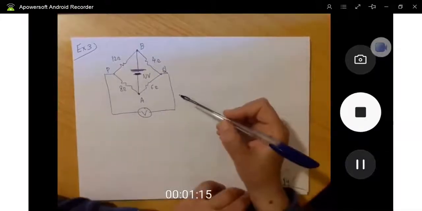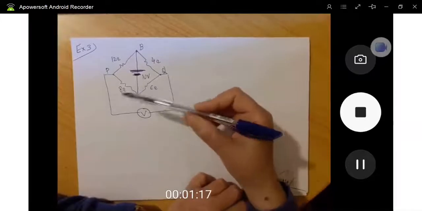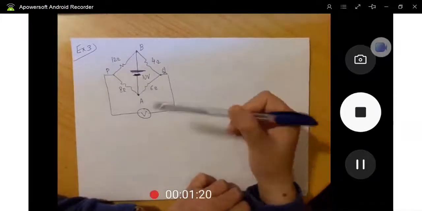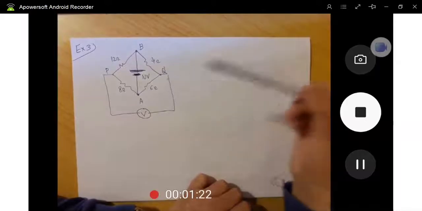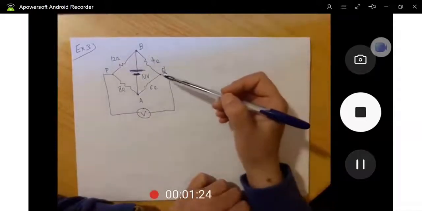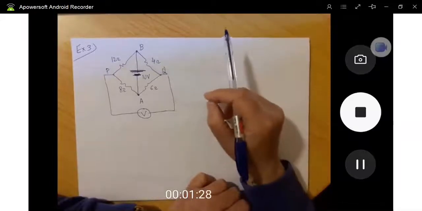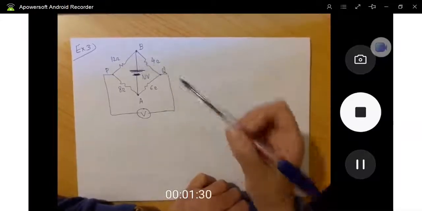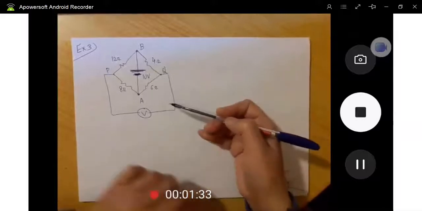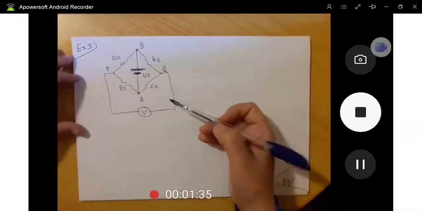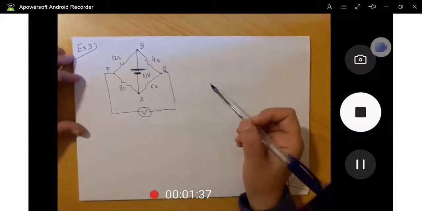I can find the potential difference between P and Q through them. But in these passes, there are resistive elements, so to find the potential difference across them I need the current flowing. So I need to analyze this circuit and find the current flowing in the different branches or different paths.